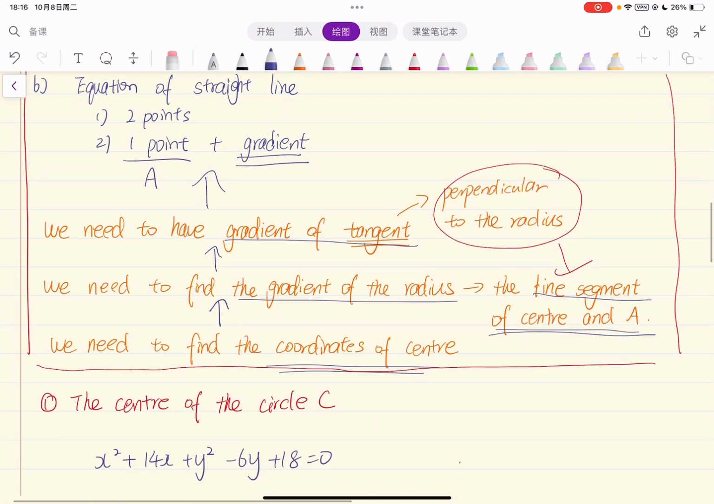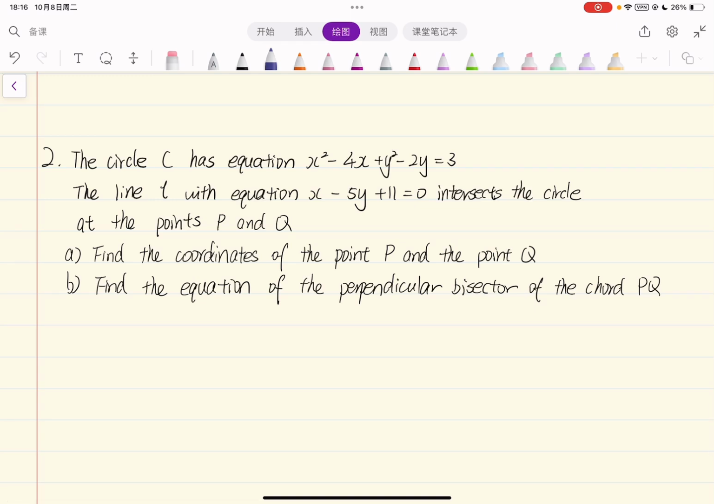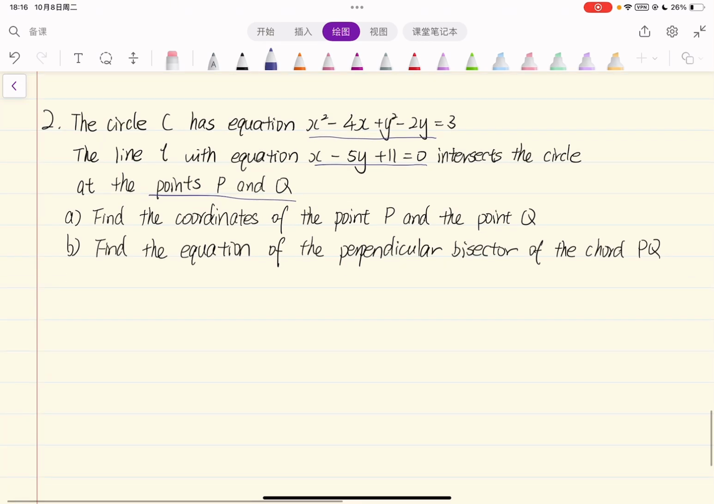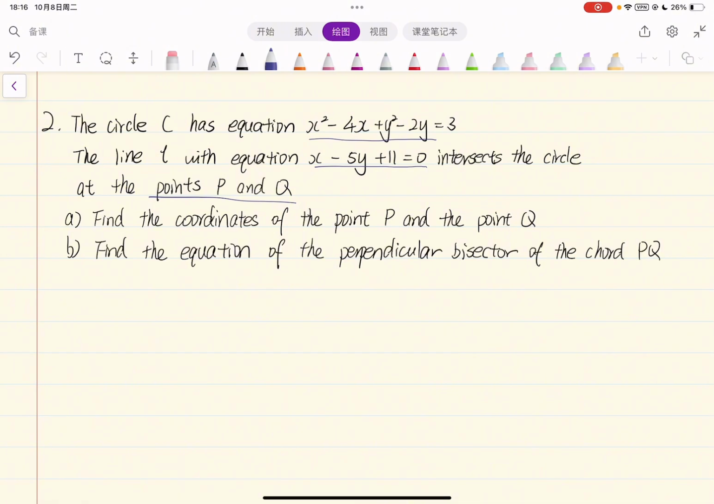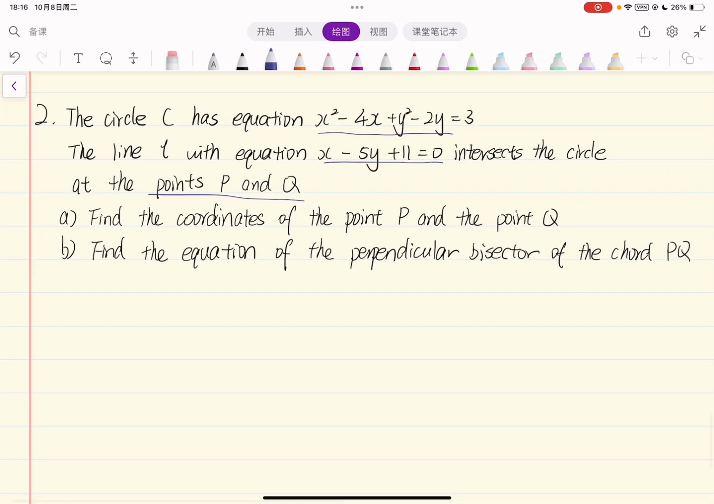Now let's move on to see the second question. So here is the circle C, has the equation x squared minus 4x plus y squared minus 2y equals 3. And the line L with equation x minus 5y plus 11 equals 0 intersects the circle at the points P and Q. So question A asks you to find the coordinates of point P and point Q, which means you have the simultaneous equations and you need to substitute the equation of the line into the equation of the circle.